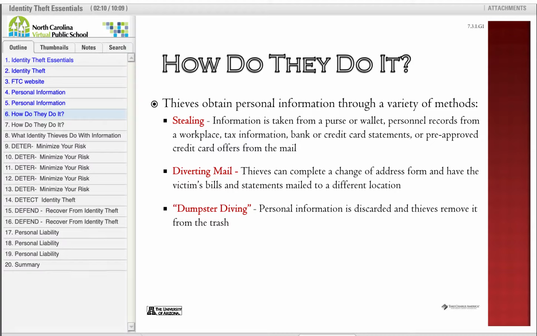Diverting mail. Thieves can complete a change of address form and have the victim's bills and statements mailed to a different location. Dumpster diving. Personal information is discarded and thieves remove it from the trash. Skimming. Thieves attach a device to card processors to steal credit and debit card information.